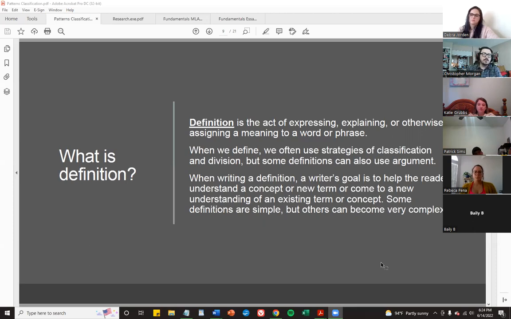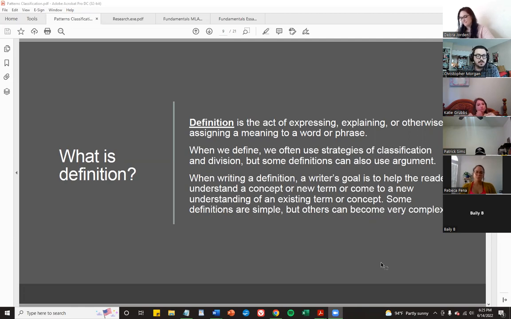And when we define, we often use strategies of classification and division, but some definitions can also use argument. You can use a little bit of everything. You can use an illustrative narrative to define something. You definitely could use descriptive language to define something. The point of a whole argument could be arguing that a specific idea or word should or should not be understood in a certain way. So when writing a definition, your goal is to help the reader understand a concept or a new term or come to some new understanding of an existing term or concept.